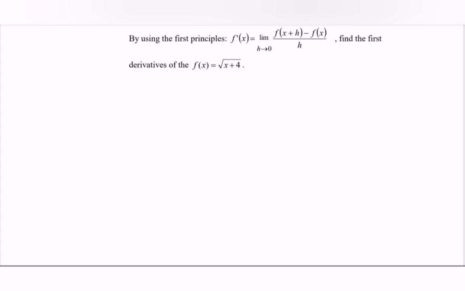So kindly substitute the situation. Limit as h approaches 0 of the square root of x plus h plus 4, minus the square root of x plus 4, over h. If we substitute the value 0 into the function, very obviously we will have an indeterminate form, which is 0 over 0. So my strategy for this question would be to multiply by the conjugate.